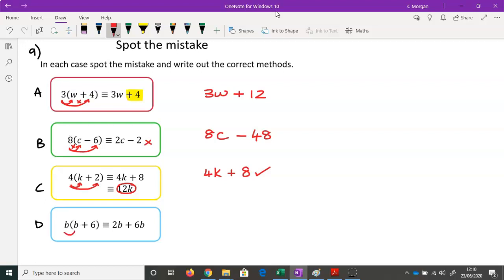On the last one, remember that we have to multiply the term outside by the terms inside. b multiplied by b is b times itself, which is b squared, not 2b. And b multiplied by 6 is add 6b. So the mistake there was the 2b.